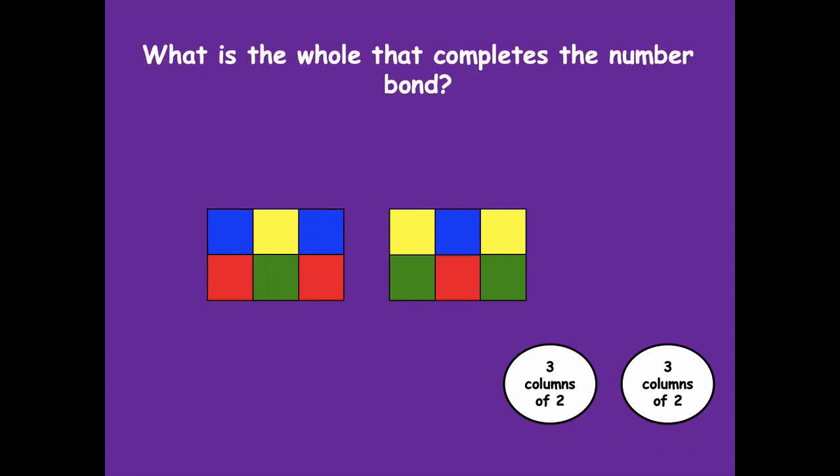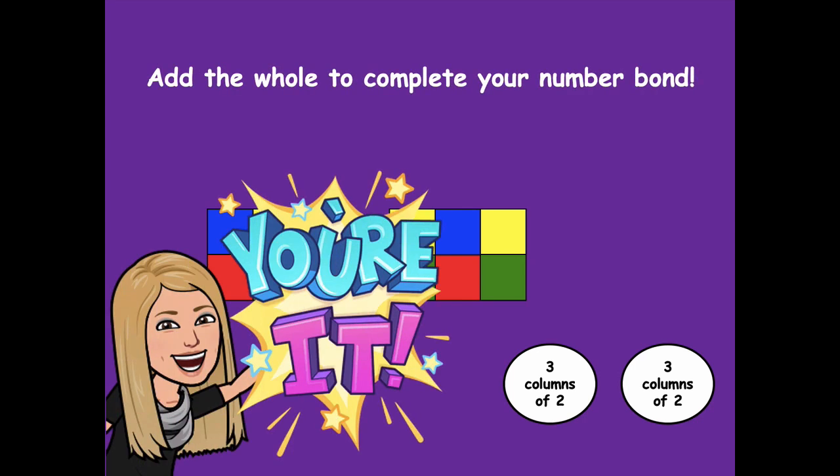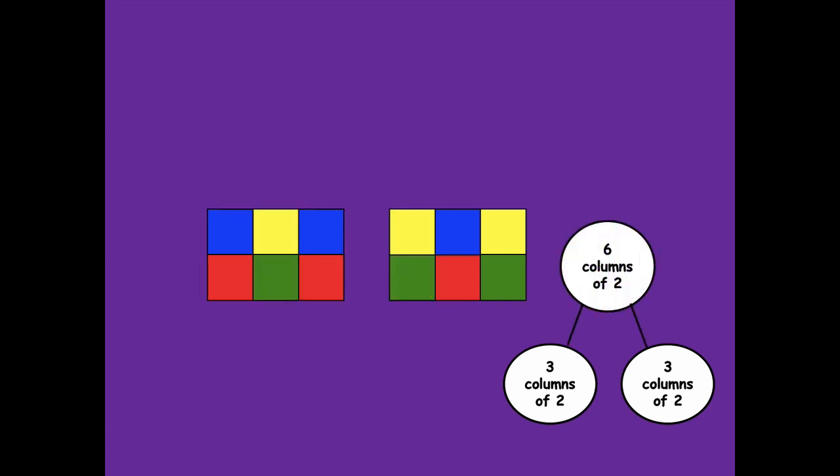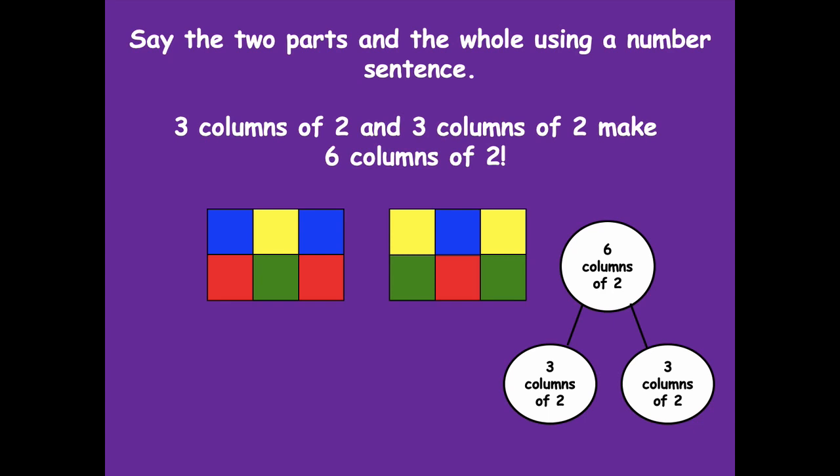All right, so what's the whole number that completes this number bond? Yeah, it's 6 columns of 2. So we would add that to our number bond. So go ahead and add that to your number bond if you're writing it. If not, keep playing, and then we'll go over it together. All right, so here is my whole, 6 columns of 2. So say the 2 parts and the whole using a number sentence. Yeah, so 3 columns of 2 and 3 columns of 2 make 6 columns of 2.